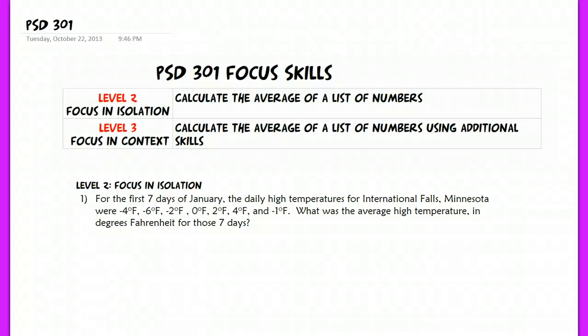This lesson is for PSD 301. Our focus skill is a level 2 question. It's our focus in isolation, and it's to calculate the average of a list of numbers. Now, this is also something that we've seen before. This is a review, but we're just going to continue to work on this skill.